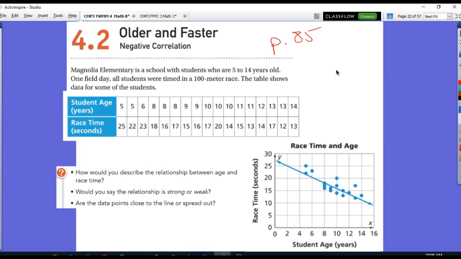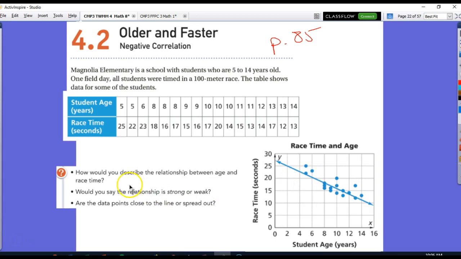It tells us Magnolia Elementary is a school with students who are 5 to 14 years old, and they're going to run a 100-meter race. They get timed. They give us a table here that shows us those results. It has the students' ages here and their race time. And what they've done is they've taken this data from this table and graphed it over here in this scatter plot.